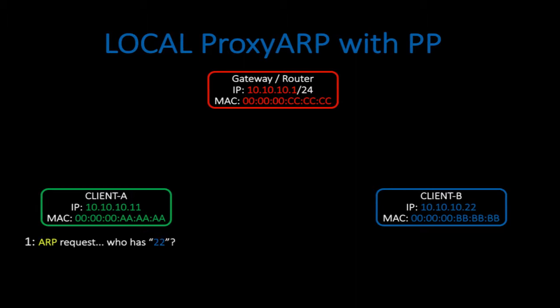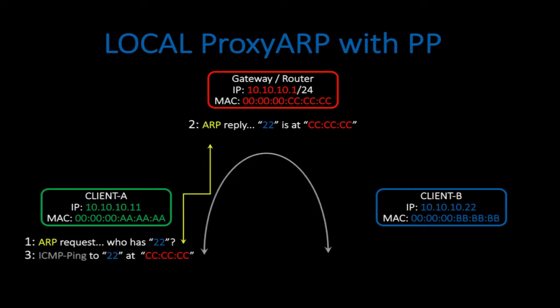So the first thing we do, right, from client A, we ping client B. It ARPs out, says who has 2.2, and sends this up to the router and the gateway. And because we've enabled local ProxyARP, the router will actually respond and say, look, that IP address that you're looking for, that's actually me, right? And it will respond back down to client A. Now client A will know to send the ping packet to address 2.2 because it thinks it's at the router.